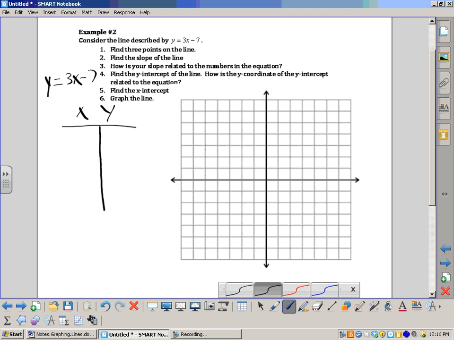So I like plugging in negative 1. Ooh, negative 10. 0, 1, 2. So there we go. There's our table.